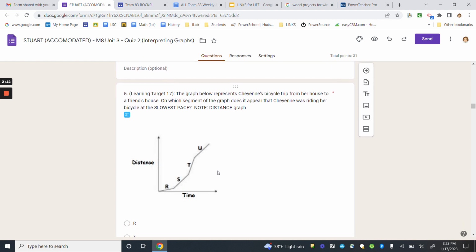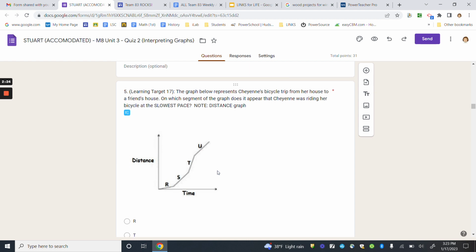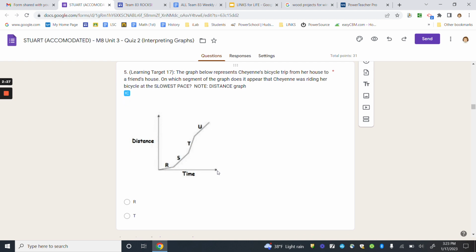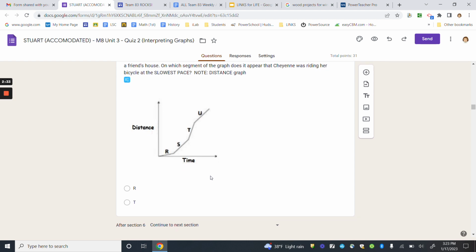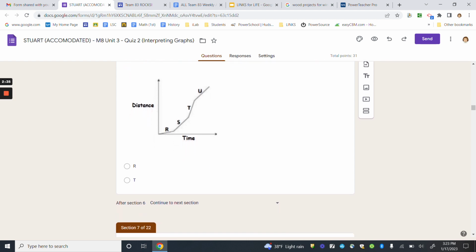Number 5, the graph below represents Cheyenne's bicycle trip from her house to a friend's house. On which segment of the graph does it appear that Cheyenne was riding her bike at the slowest pace? Note, this is a distance graph. Is it section R or section T? Which one is she moving away from home slowly?